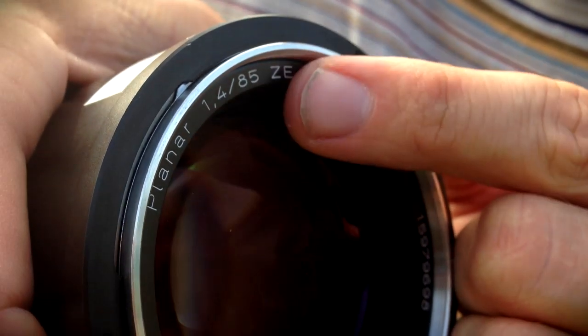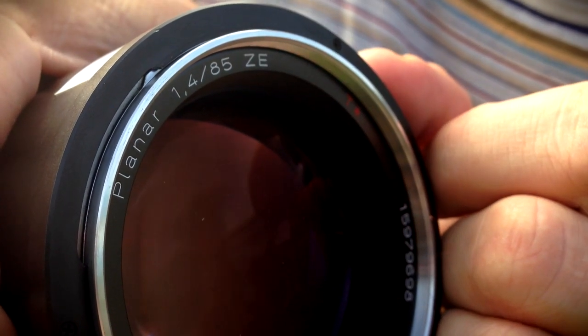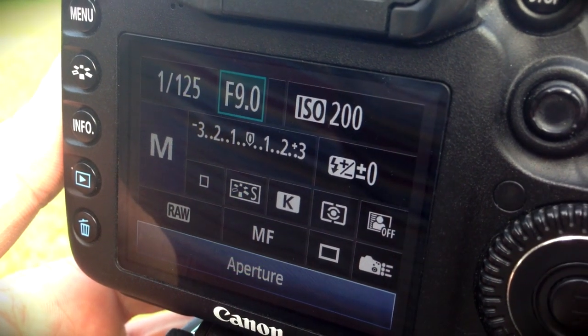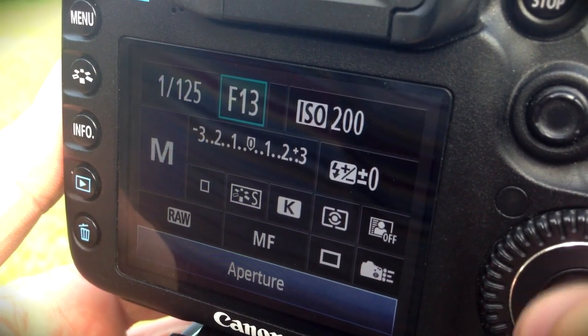Next, you're going to need to determine the focal length of your lens. After that, determine the aperture that you are going to be shooting at. Once you have both of these figured out, you're going to want to refer back to your chart so you can determine the hyperfocal distance.